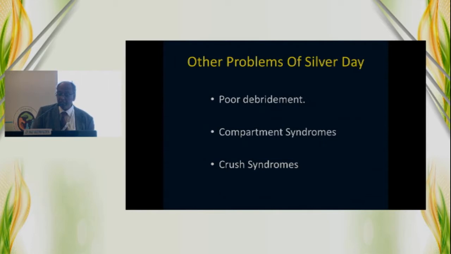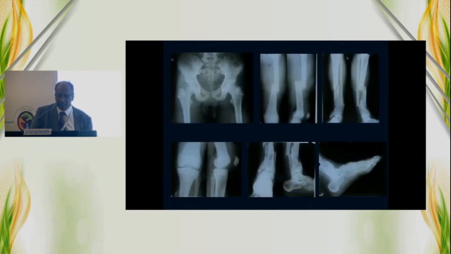There are also the other problems of soft tissue damage, poor debridement, compartment syndrome, and crush syndromes, and these can't wait. You need to deal with them before it's too late. Otherwise, you'll go into this vicious cycle of hypothermia and problems with blood coagulation, which is very difficult to get out of.